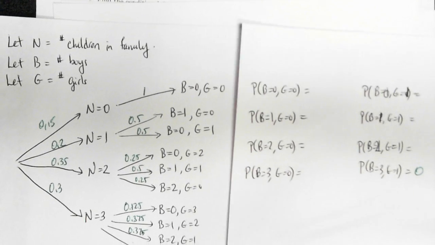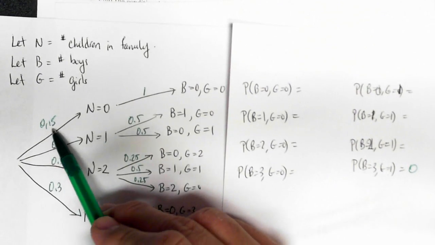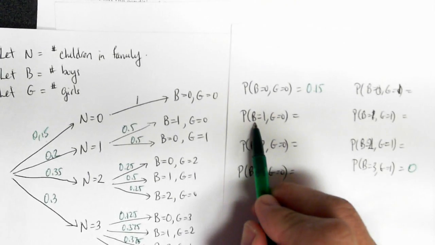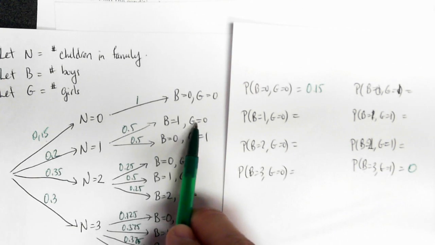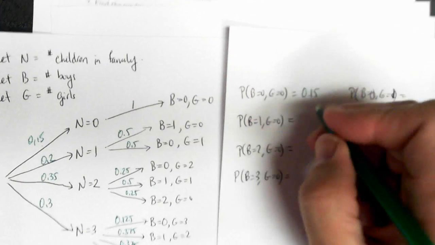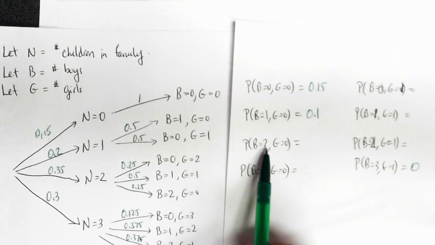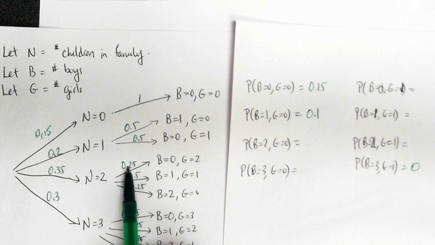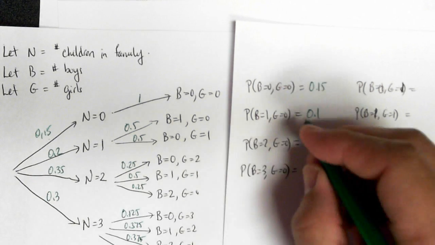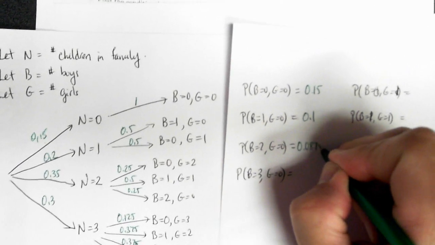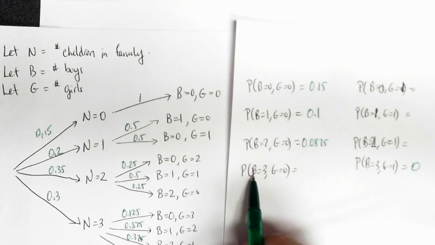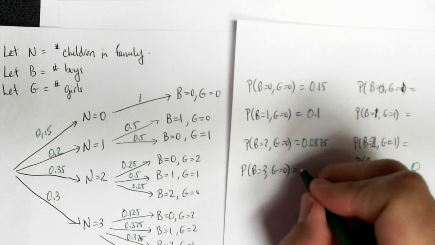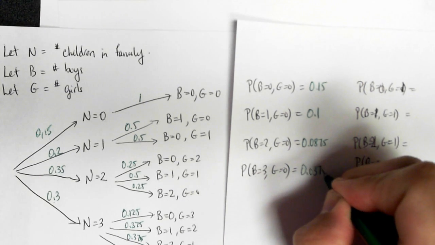The probability of 0 boys, 0 girls will be equal to 0.15 times 1, which is 0.15. The probability of 1 boy, 0 girls is 0.2 times 0.5, which is 0.1. The probability of 2 boys, 0 girls would be 0.35 times 0.25, which works out to be 0.0875. The probability of 3 boys, 0 girls would be 0.3 times 0.125, which works out to be 0.0375.